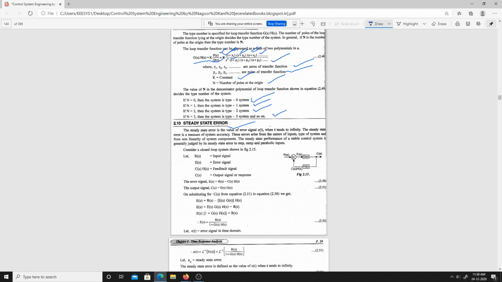Particularly what are the reasons? Due to the nature of the systems, that might be one reason, due to the type of a system, and due to non-linearity of the system components. So we are raising some sort of errors.